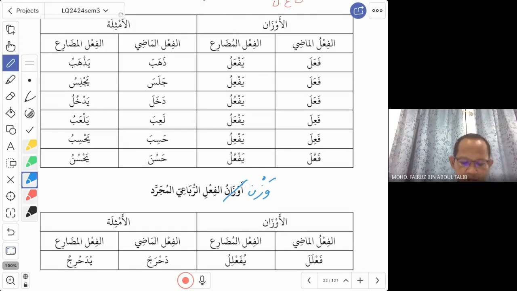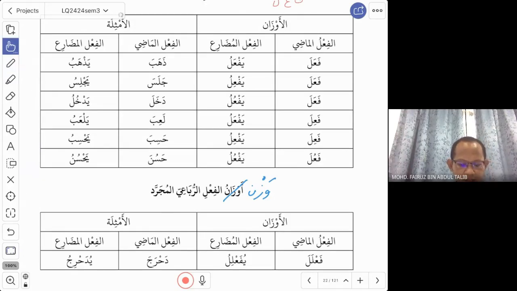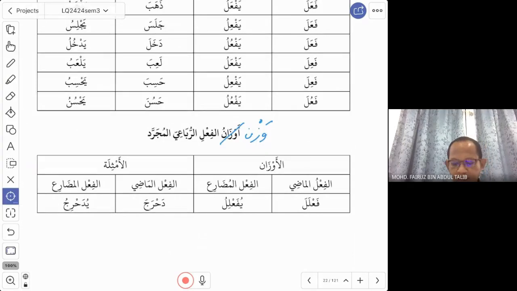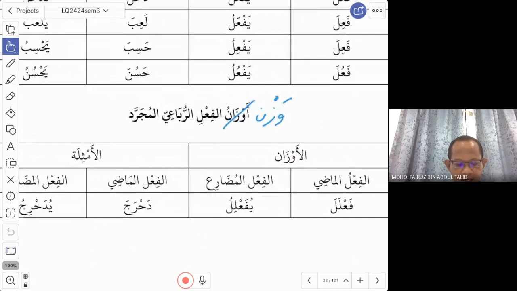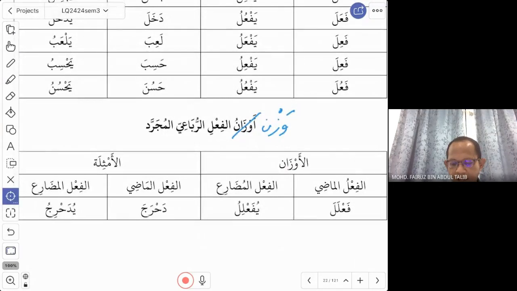Now it is for the 4-letter fi'l mujarrad, 4 letters. So what is the wazan? There is only one wazan. The wazan is fa'lala, where you have fa, ain, lam, lam. So the lam and lam here represent the original huruf. There is no additional huruf here, because these are the 4-letter fi'l, rubai. So the wazan is fa'lala.